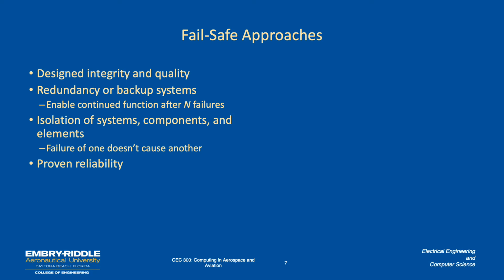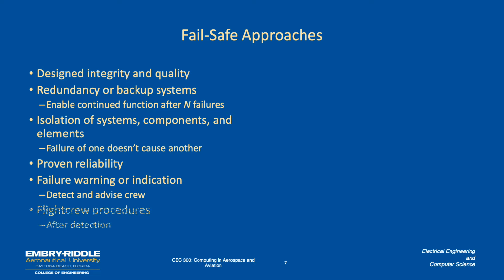You should be able to demonstrate reliability. When things go wrong, you should detect that and advise the crew. There should be specified flight crew procedures for when things do go wrong, what you do. You should be able to check on the condition of something. If it's not giving you a warning, you still should be able to find out whether it's working properly or not.